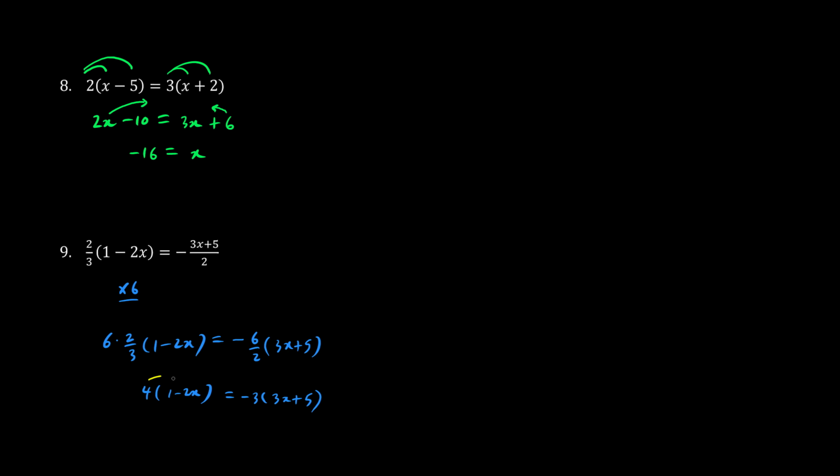We use distribution. Feed the dog, feed the cat. 4 minus 8x is equal to negative 9x minus 15. Let's throw the negative 9x over, making it a positive 9x. 9x minus 8x is simply x. And when we throw the 4 over, it becomes negative 4. Negative 15 minus 4 is negative 19.